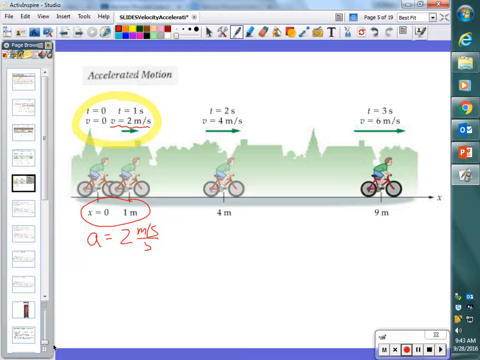Debbie, go ahead. It has to do with instantaneous velocity versus average velocity, right? 2 meters per second is the instantaneous velocity. That's how fast it's going at that particular moment in time. But what was it doing the entire time?